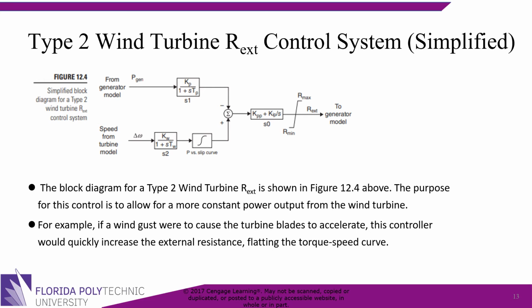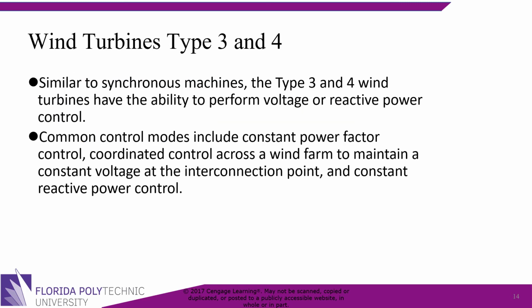The purpose for this control is to allow for a constant power output from the wind turbine. For example, if a wind gust were to cause the turbine blades to accelerate, this controller would quickly increase the external resistance, flattening the torque speed curve. Similar to synchronous machines, the Type 3 and 4 wind turbines have the ability to perform voltage or reactive power control.